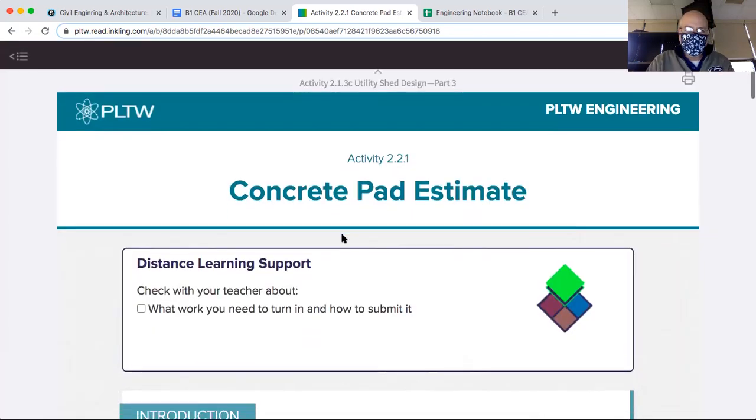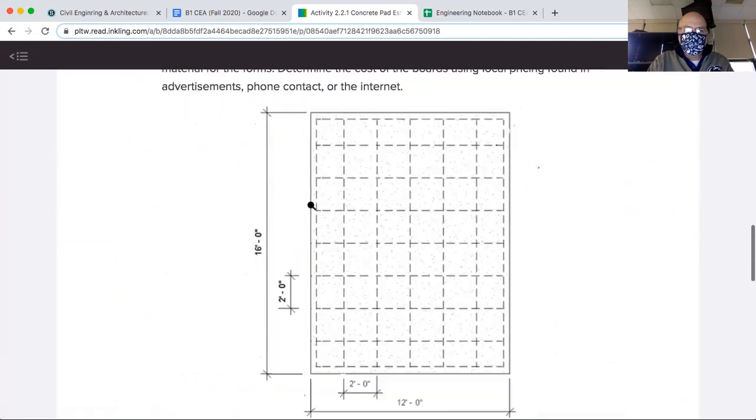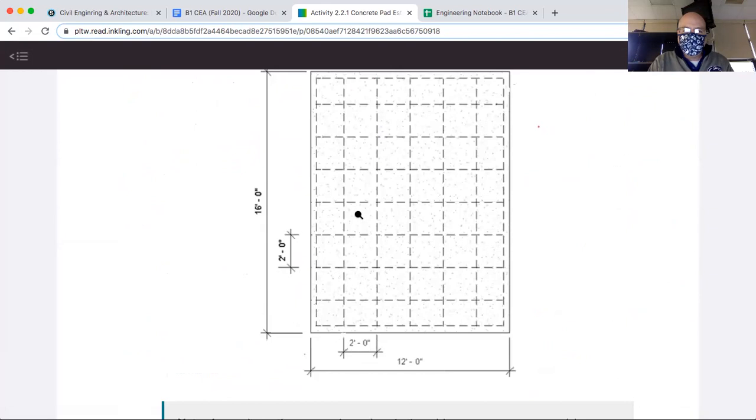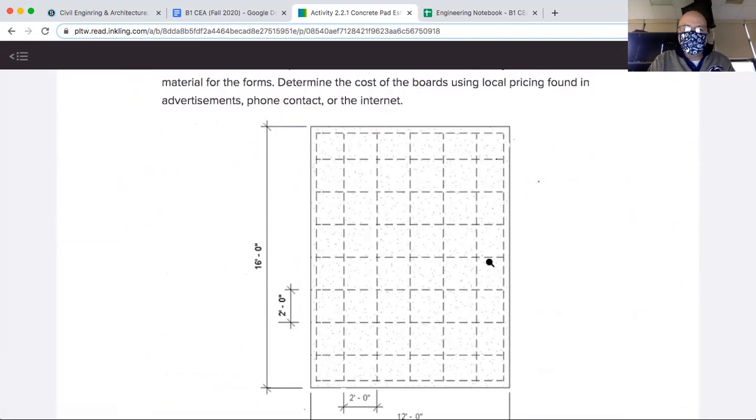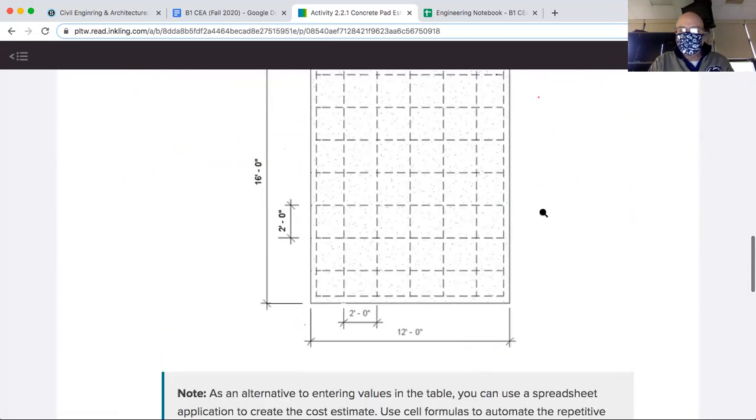So you take notes, look at the PowerPoint, take notes on that, follow the procedure, figure out all the pieces of rebar and framing lumber, and the amount of concrete that has to be poured here. Take into account the 6-inch overlap here. Take into account the 3-inch edge distance here.